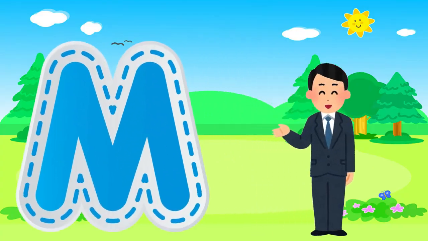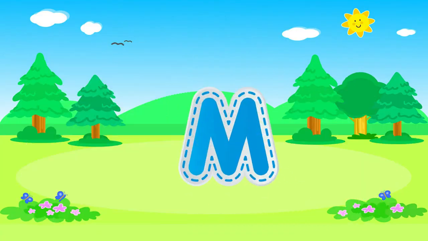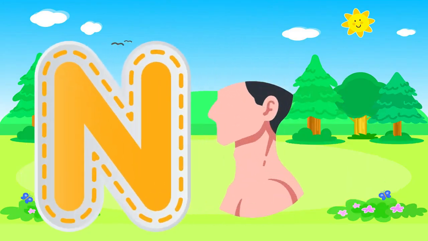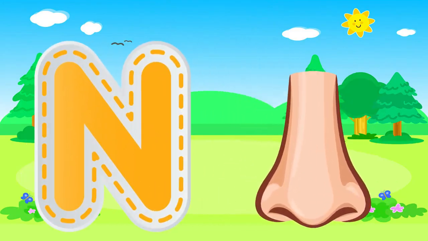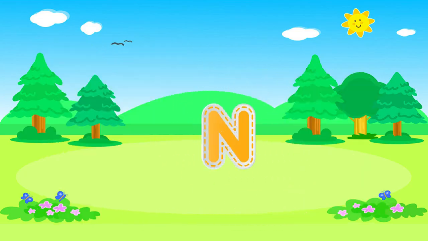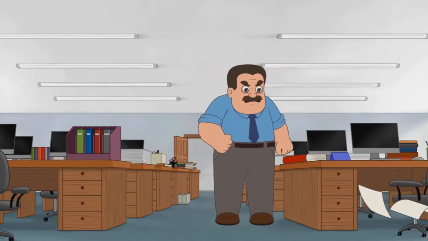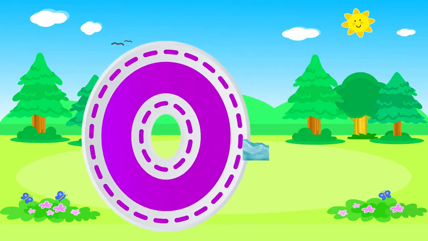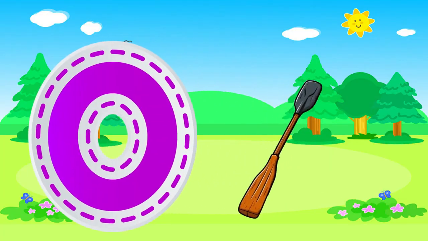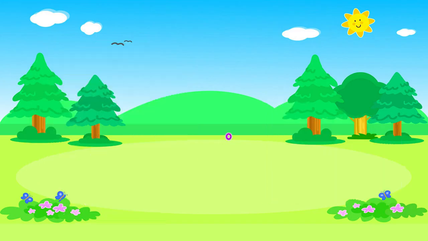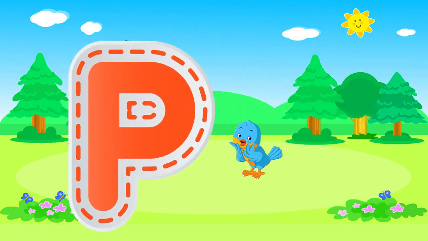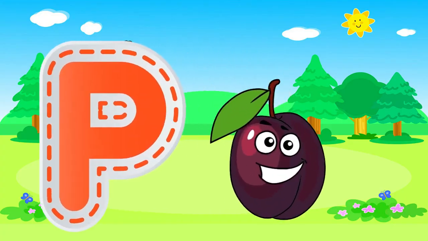M for man and M for monkey, N for Nick, N for nose, O for ocean, O for oar, P for palm and P for parrot.